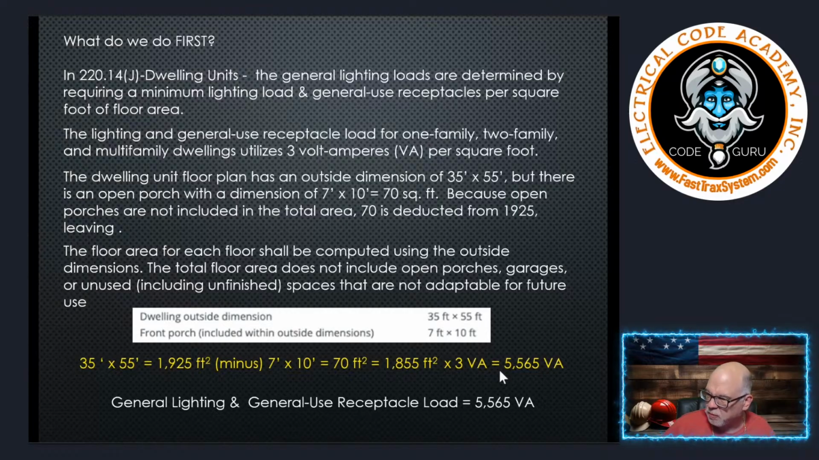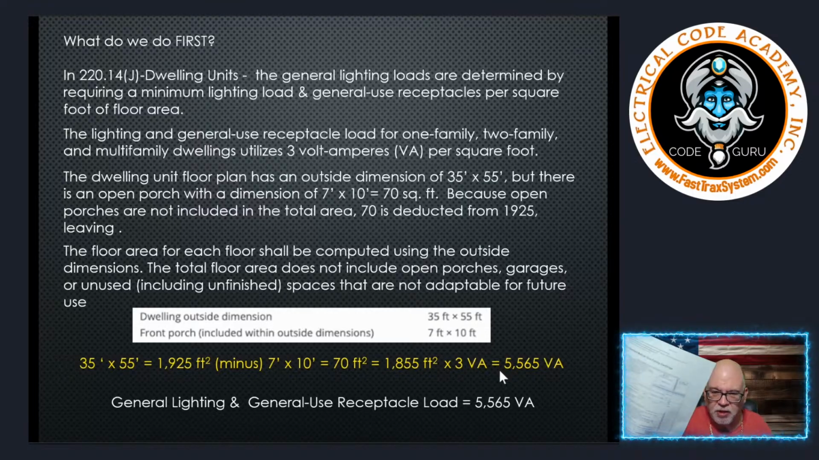And so my total should be 5,565. Okay, so I am going to test that out. You can do it yourself, but I'm going to make sure that I'm right. 1855 times 3 is 5,565. So I feel good. I filled out my form.